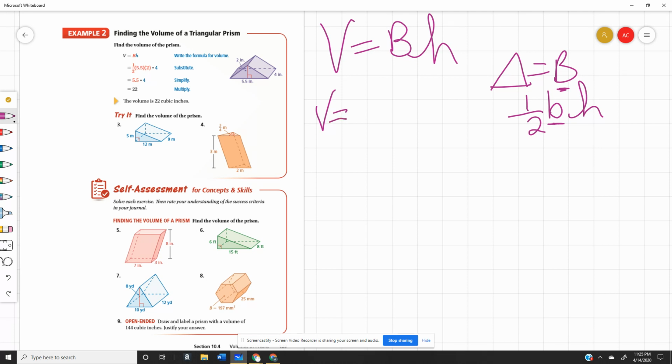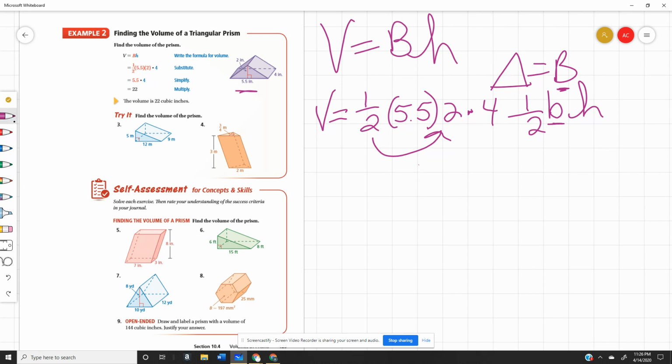So here we've got 1/2 times the base measurement, which is 5.5, times the height of the triangle, which is 2, times the height of the triangular prism. Now I know this looks like the length of it, but imagine if we stood this figure up on its base, then that would actually be how tall it was. So that height is 4. Okay? I'm going to say 1/2 of 2 is 1 times 5.5 is just going to be 5.5.